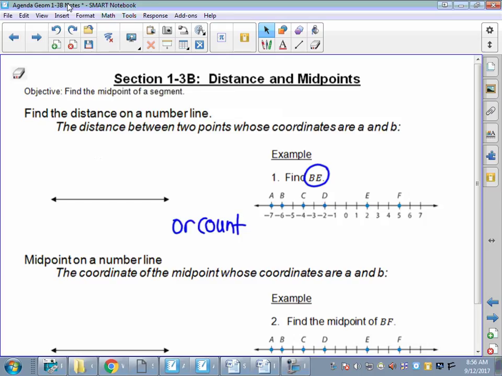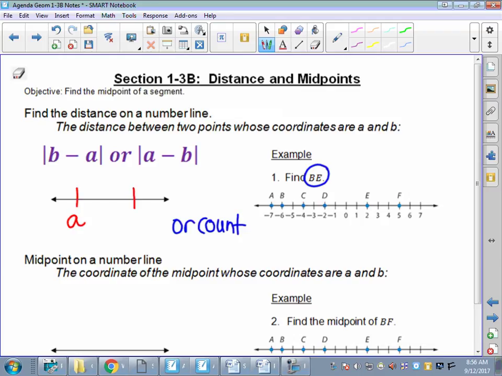But really, what we're doing is we're taking the absolute value of the difference of the coordinates. So the absolute value of b minus a, or the absolute value of a minus b. So if this is point A and this is point B, we're subtracting. Now the absolute value means we don't care what order.